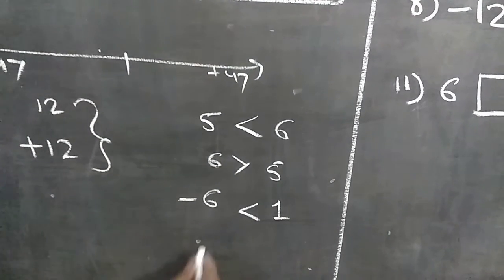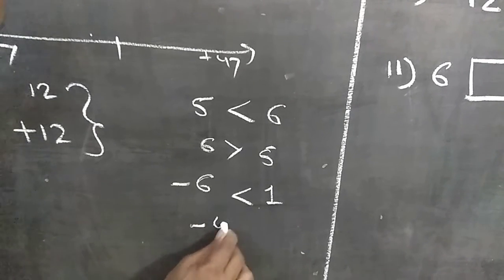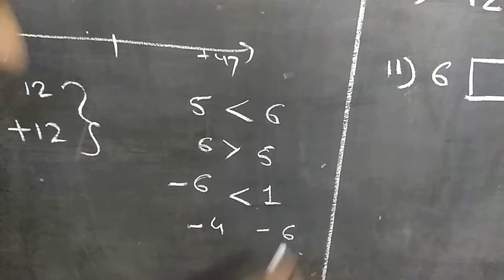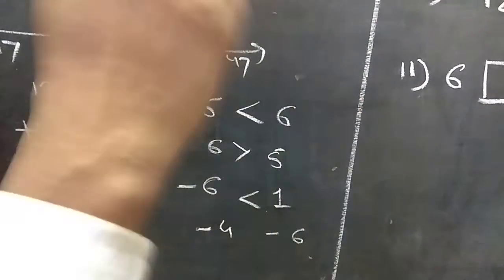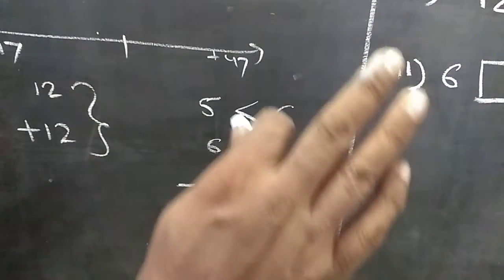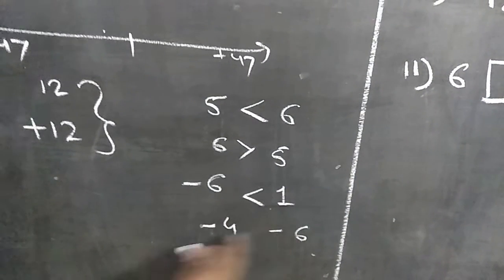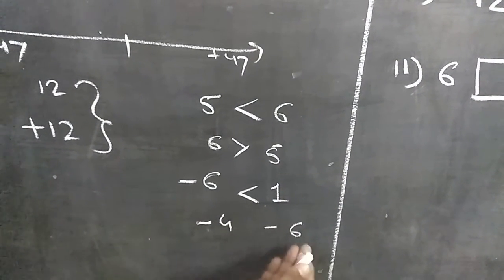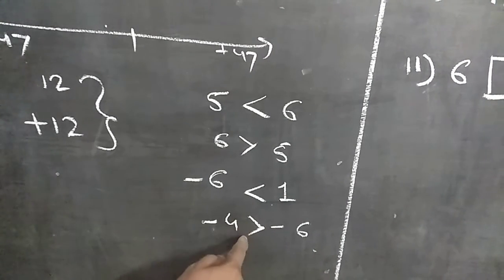Okay. Now suppose it is minus 4 and it is minus 6. If both numbers are negative, then in this case the smaller number has a greater value. So here minus 4 and minus 6 both have the same sign. And which number is smaller here? 4. So it has a greater value. So put the greater sign here.